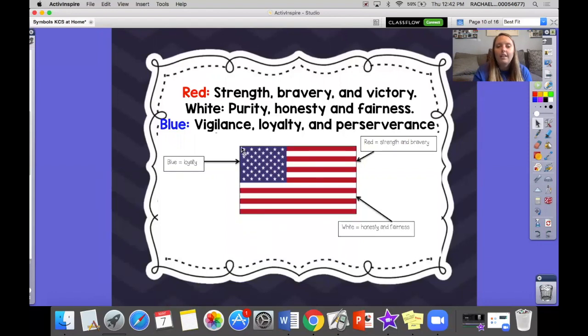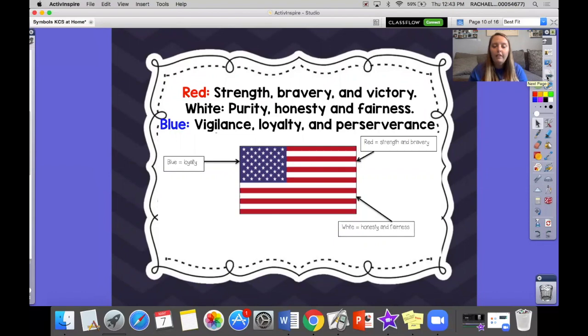These are things that were very important to the people who created the flag and created the country a long, long time ago. They were good values that the people who created our country stood for. Strength, bravery, victory, purity, honesty, fairness, and vigilance, loyalty, and perseverance, the biggest things.